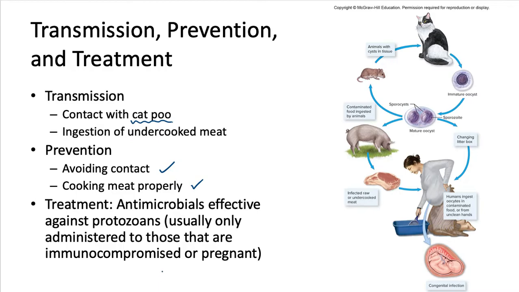If you have a toxoplasmosis infection, antibiotics usually aren't given, but it can be treated if necessary. There are antimicrobials that are effective against protozoa. I don't have a list of them. Just know that regular bacterial antibiotics won't be effective against protozoa. There are antimicrobials that can inhibit protozoa, and these would be administered if an individual is in a high-risk group, if they are immunocompromised, or if they are pregnant.